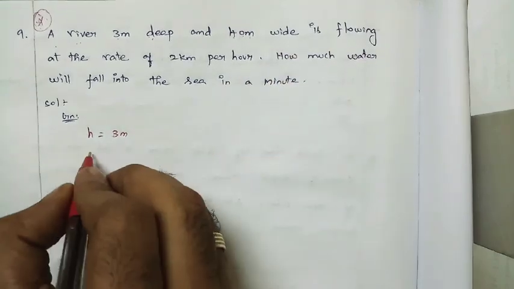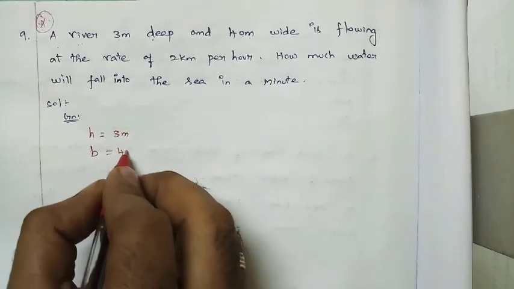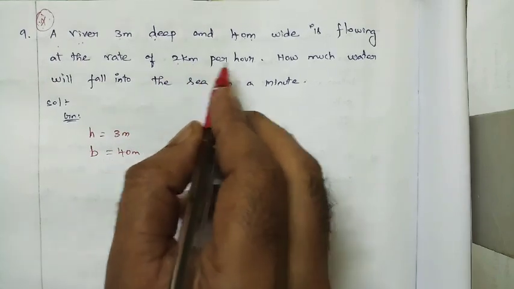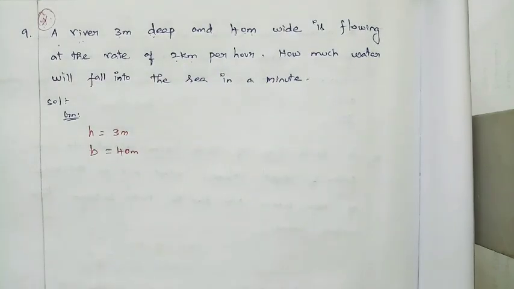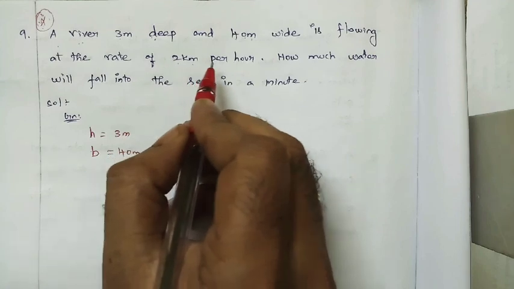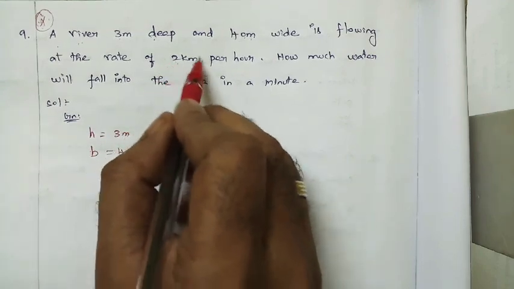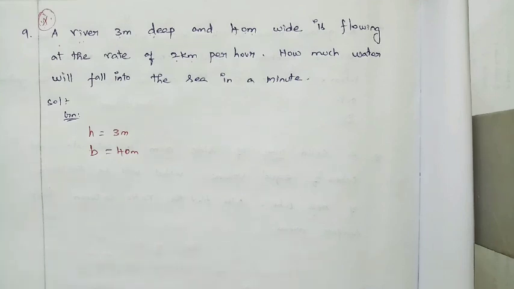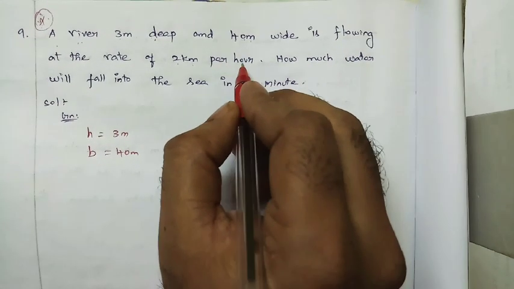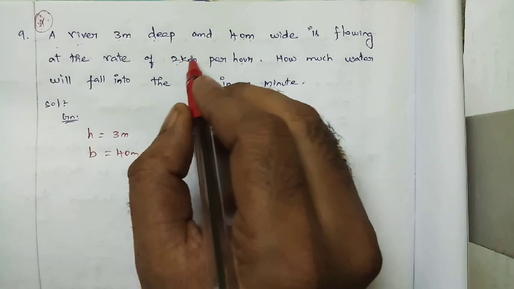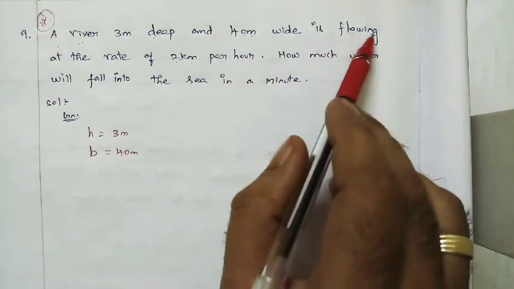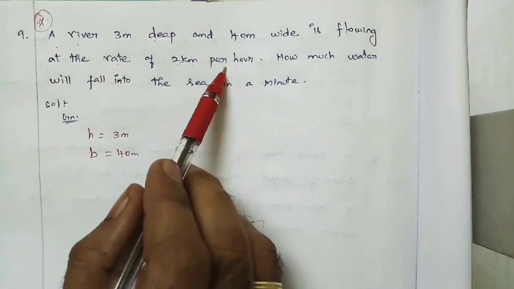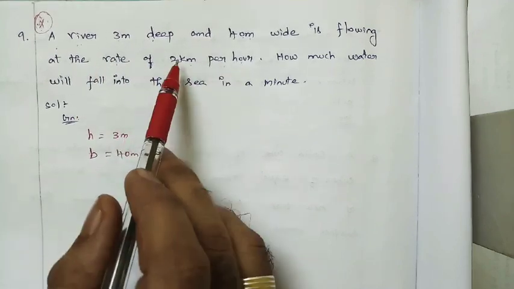So wide, that is the breadth of the river, is 40 meter. It is flowing at the rate of 2 kilometer per hour. For 1 hour, how much has the water been flowing? 2 kilometer. So the length of the river for 1 hour is 2 kilometer. The river is flowing 2 kilometer for 1 hour.